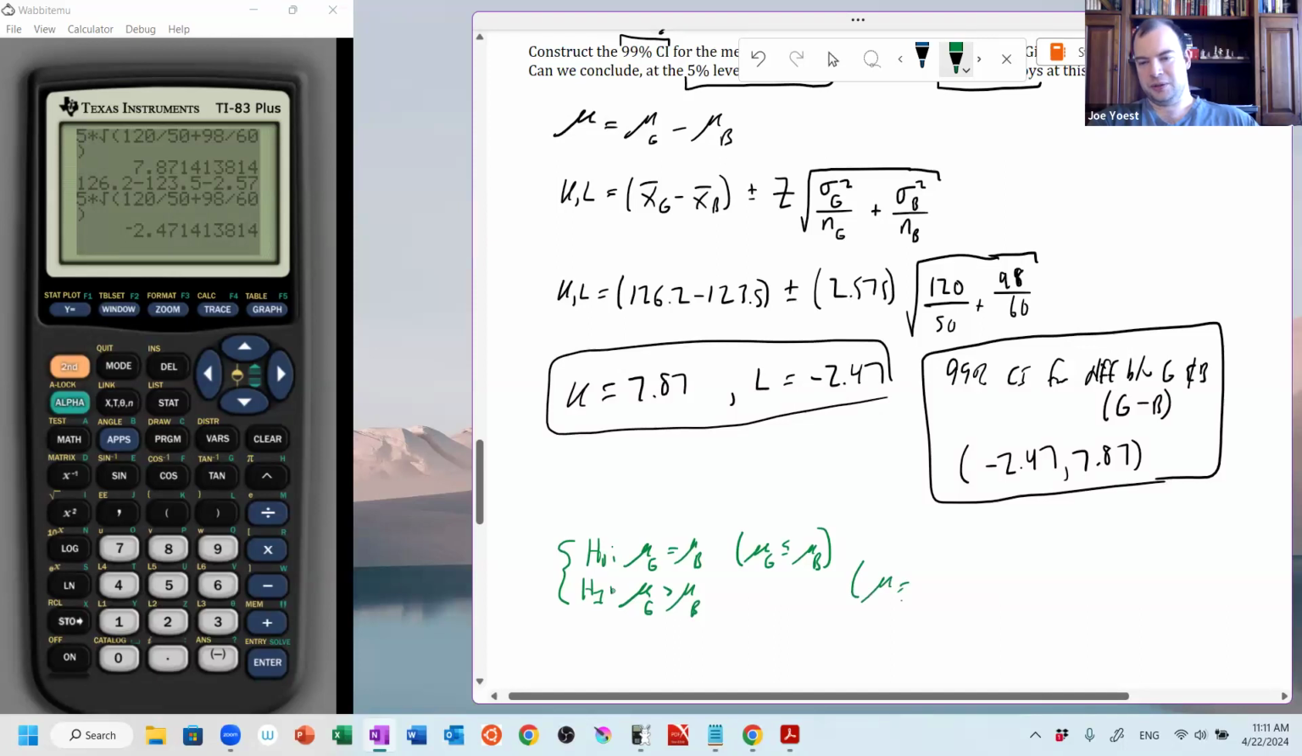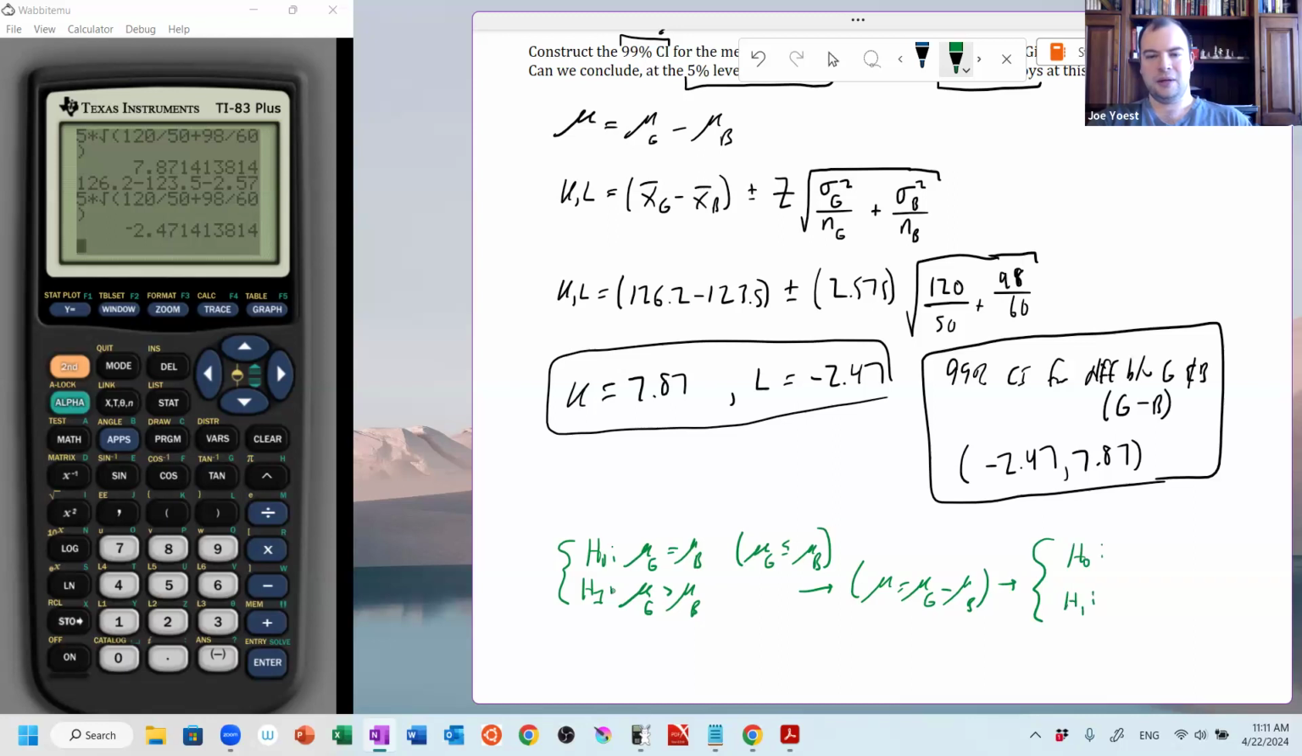Or if mu equals mu girls minus mu boys, then my hypotheses look like, well, H naught becomes mu girls minus mu boys equals 0, or just mu equals 0. And H1, I have to be careful here. Mu girls minus mu boys, mu is bigger than 0, because I'm subtracting the mu boys. I need to get that direction correct. In other words, I have a right tail test.